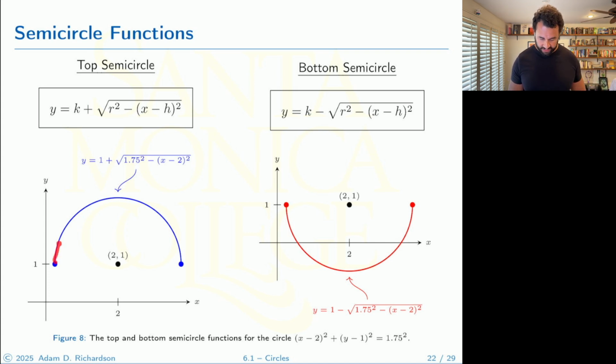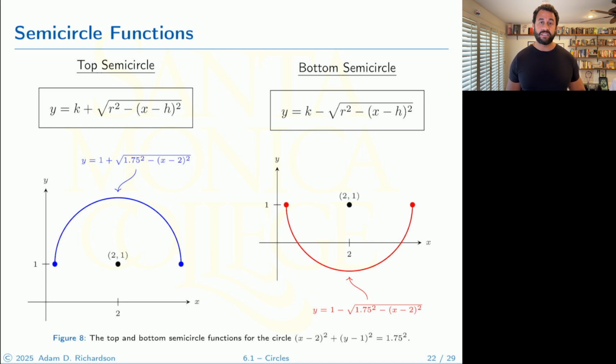So this is what the top semicircle looks like, and this is the function for it, right? X and y. So you might notice that everything's being shifted up by 1 because the center has been moved. X is also being shifted 2 units to the right because the center has been moved. And then this is the radius squared. And so that's what this is right here.